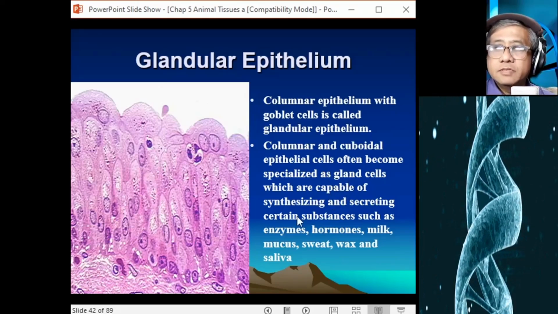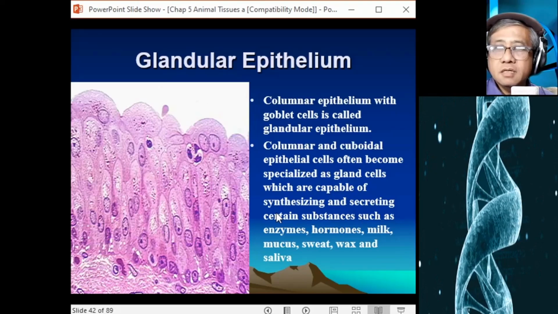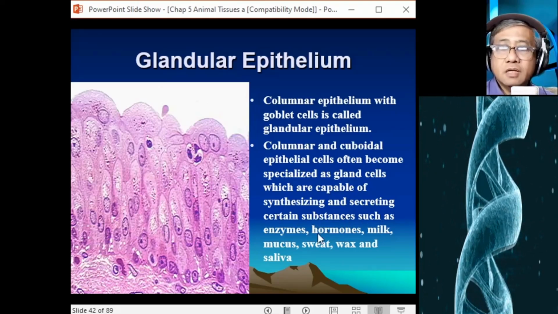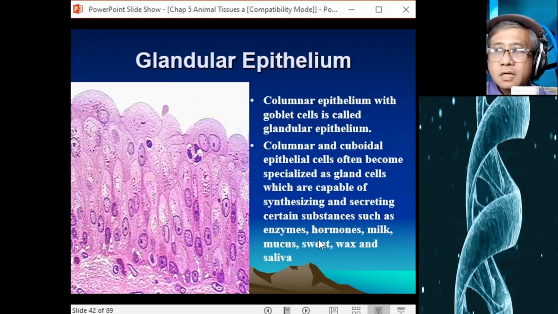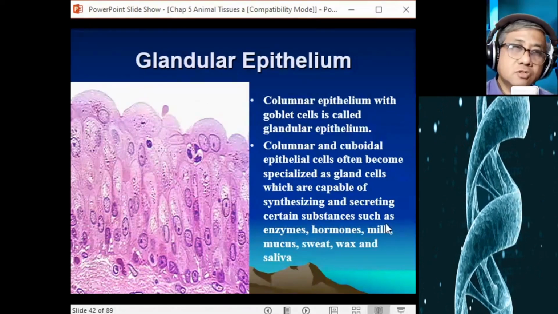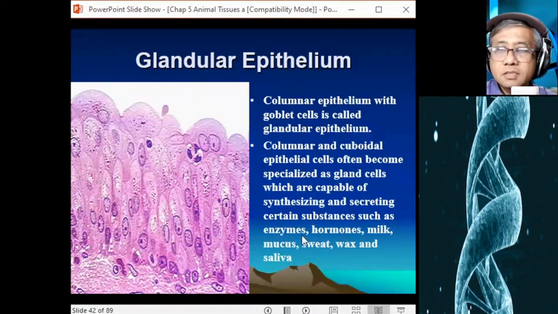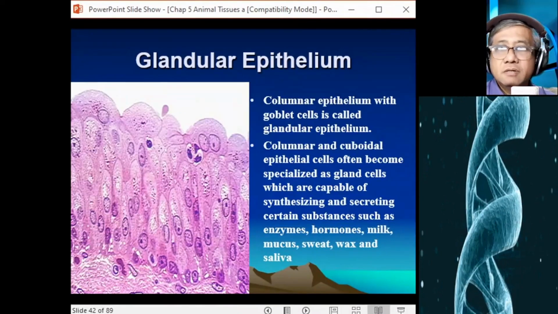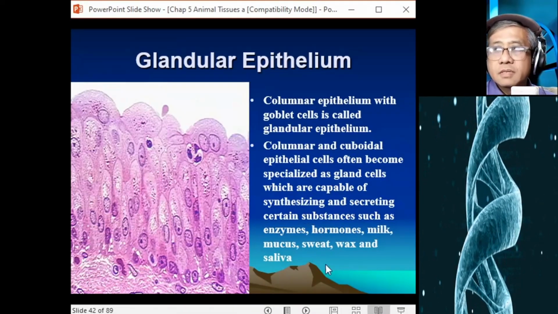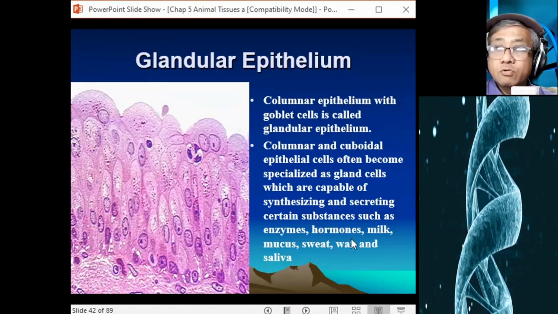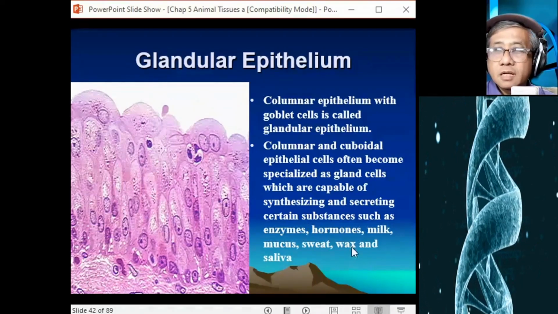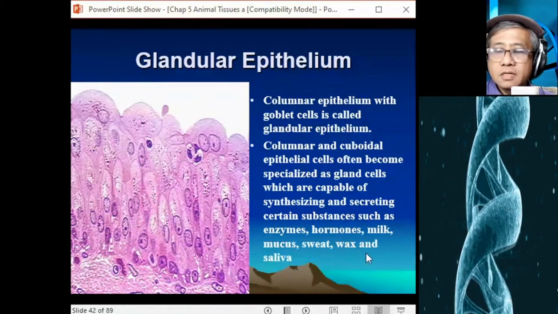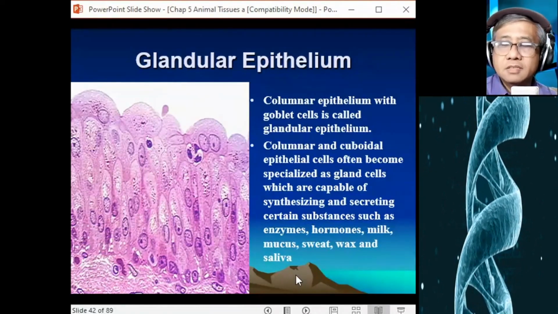Ayan, capable of synthesizing and secreting certain substances, like enzymes, hormones, involved in milk production like in the case of the mammary glands, mucus like in the case of the salivary glands, alright, sweat, yung cerumen, okay, ceruminous glands that produce the earwax, and saliva, salivary glands.